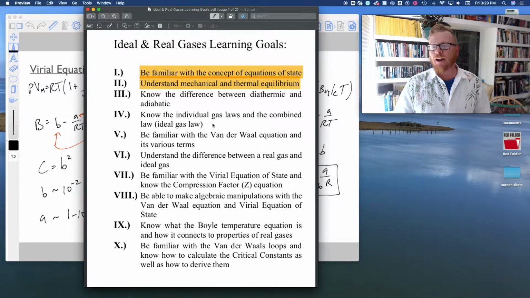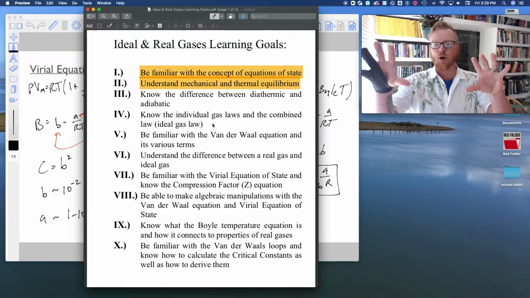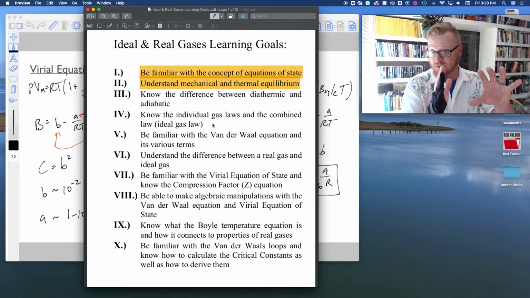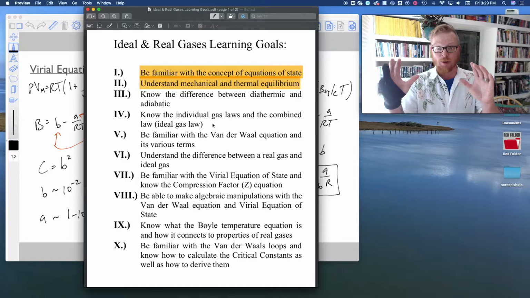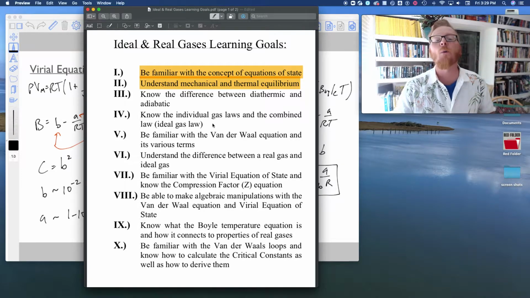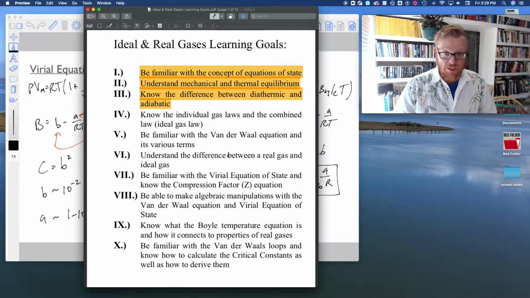And then, with the mechanical equilibrium, if you have two chambers and one's got a high pressure side and the other's got a low pressure side, and there's a piston separating them, they will both achieve mechanical equilibrium. The piston will move in a way such that both chambers are at the same pressure. So know the difference between diathermic and adiabatic. Adiabatic, thermally insulating; diathermic, thermally conducting.